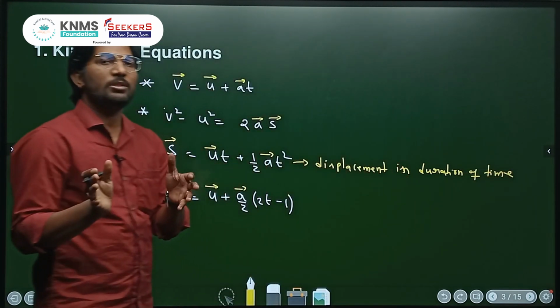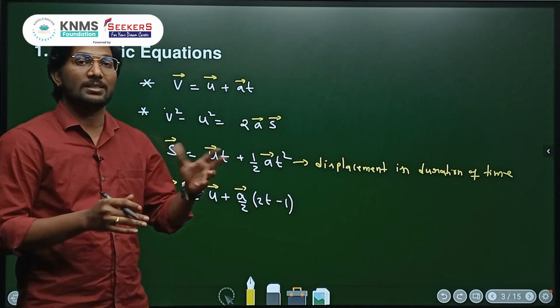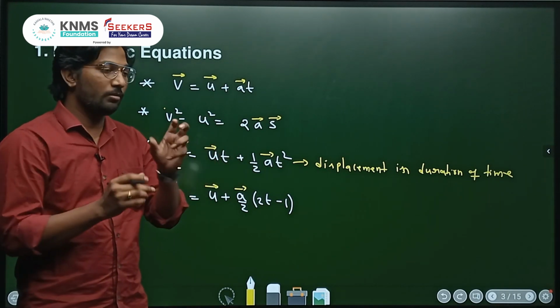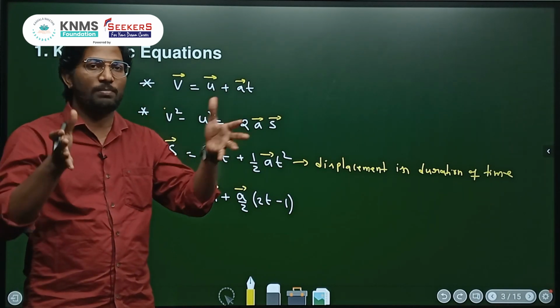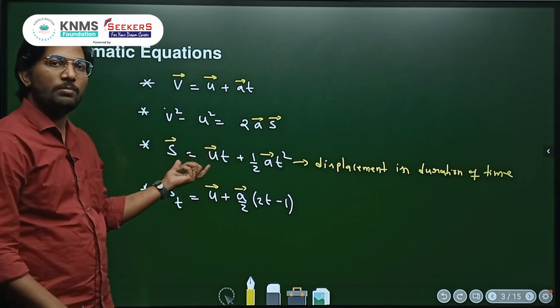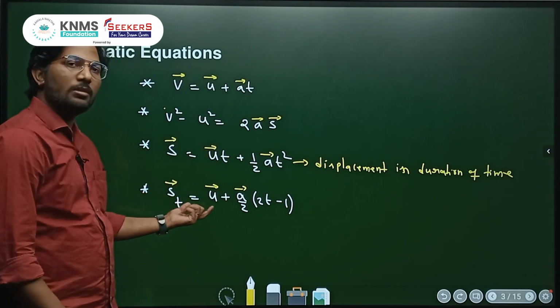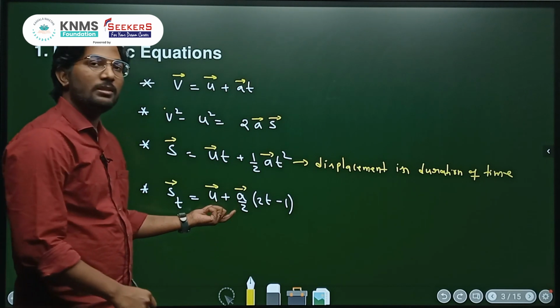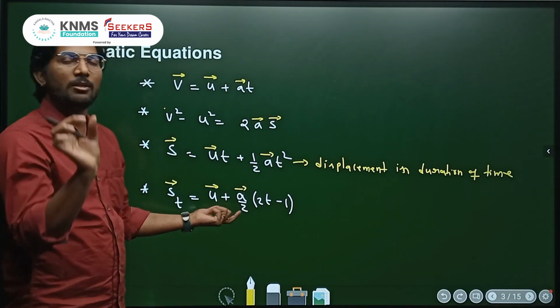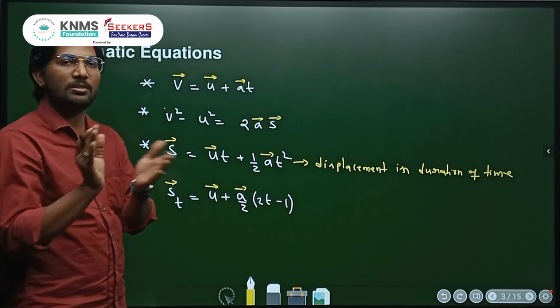That means how much an object has traveled in 4 seconds, 6 seconds, 10 seconds, when the time is mentioned over a span, then you can use the displacement equation over here. When it comes to the last one, how much displacement has happened in a particular interval of time, especially in the adjacent intervals of time.